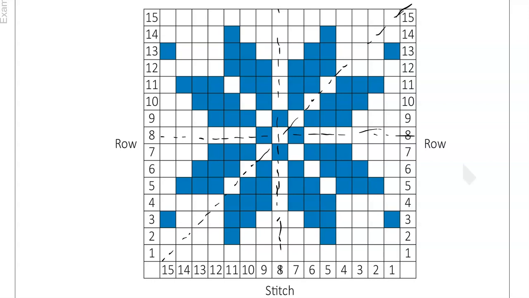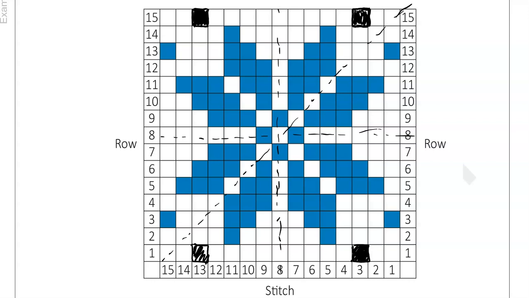and I can see that there is one missing here, and one missing here, another one missing here, and finally one missing here. So we'll take them in turn to write the coordinates.